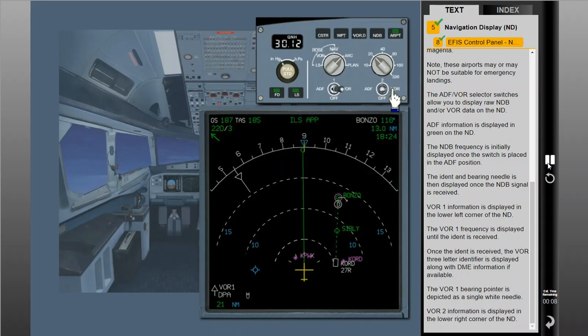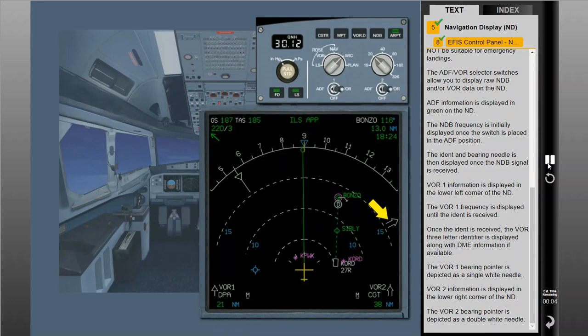VOR2 information is displayed in the lower right corner of the ND. The VOR2 bearing pointer is depicted as a double white needle.